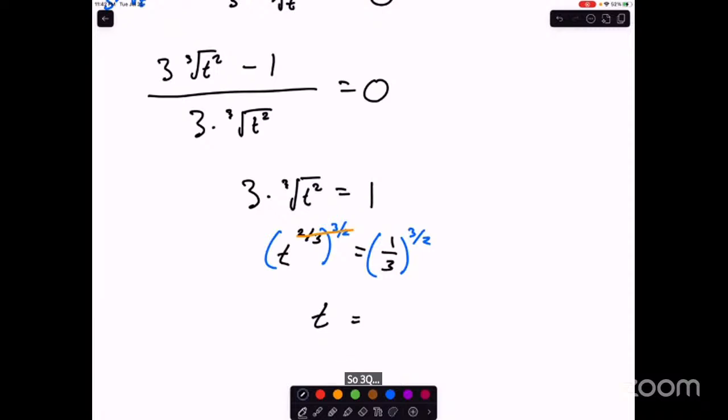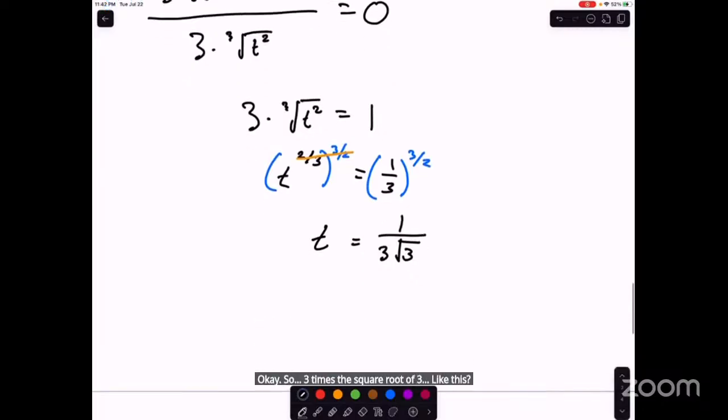So 3 cubed. Another way we can look at this is essentially a 1/3 cubed and then the square root. So 3 times the square root of 3, like this. So then square root of 3 over 9. Rationalize, right?